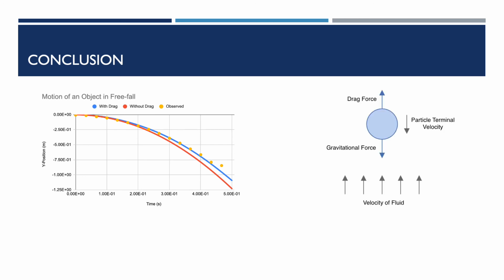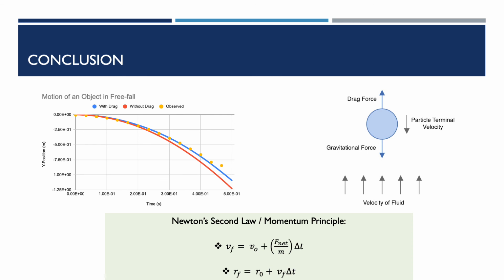Lastly, it was discovered that a model only taking into account gravity will not predict a terminal velocity. Newton's second law was utilized throughout the lab because it accurately predicts and explains the motion of an object experiencing a non-zero net force.